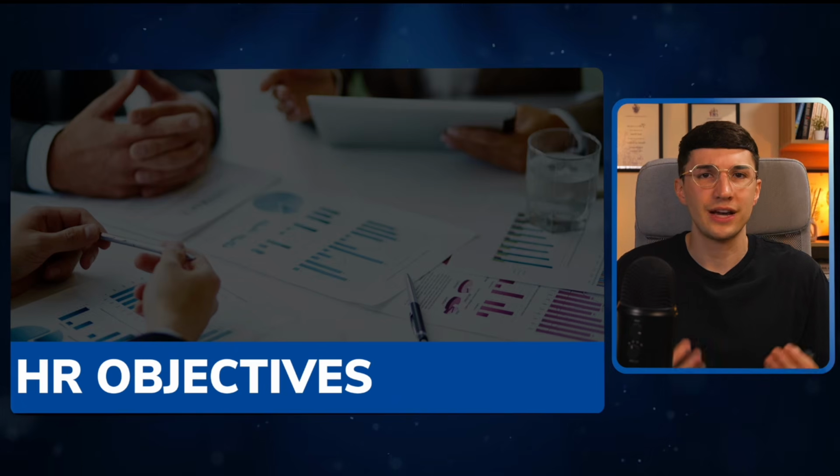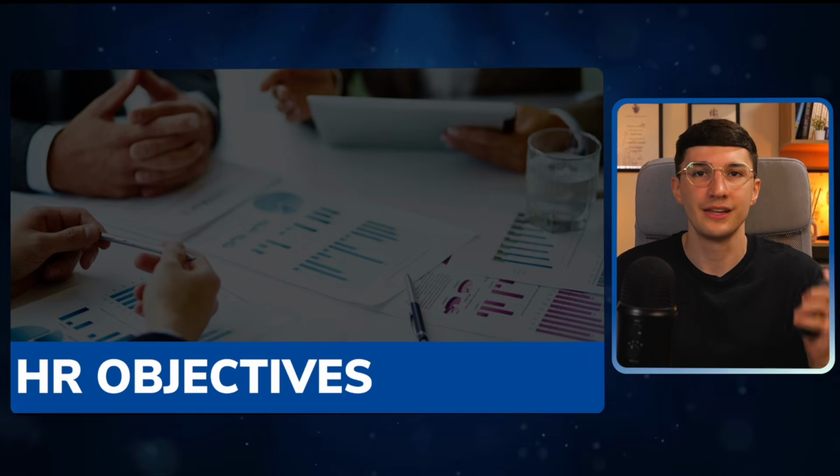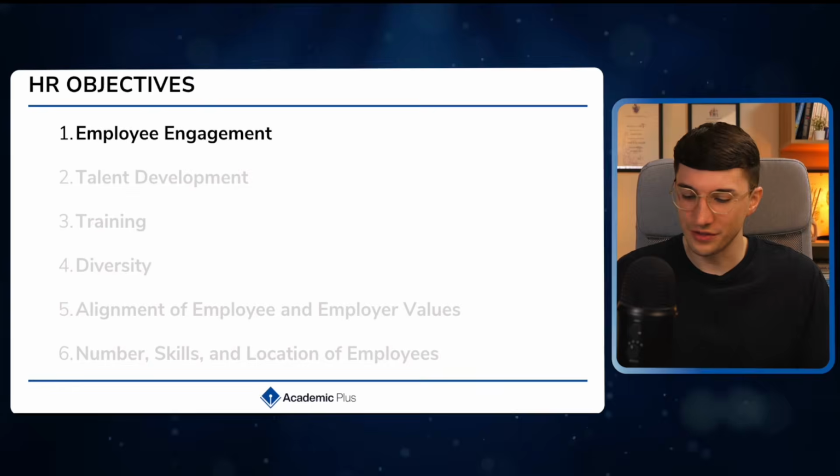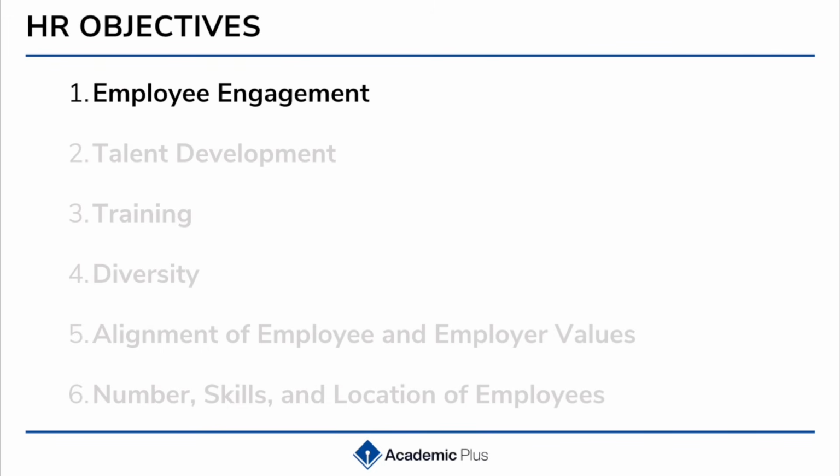Now, the first topic that we're going to take a look at in this revision video will be the different objectives that a HR department may set. There are a couple different ones that we can look into. First of all will be around employee engagement. Employee engagement is the level of commitment, enthusiasm, and emotional connection employees have towards their work, their team, and the organisation. So the better the employee engagement, the better your employees are working, the more committed they are.